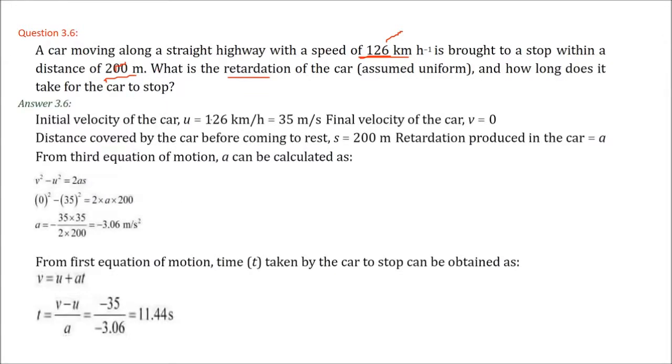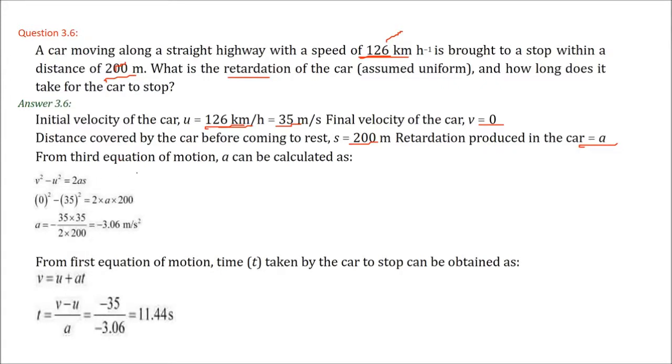The initial velocity is 126 km an hour, multiply it by 5 by 18. You get 35 meter per second, which is the conversion from kilometer per hour to meter per second. Just multiply this by 5 by 18. As I said, the final velocity has to be 0 because it is coming to rest. Now, what is the distance covered by the car? It is given as 200 meters. We assume the retardation, acceleration in the negative direction, to be A.